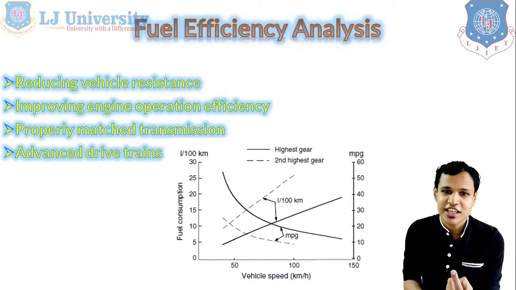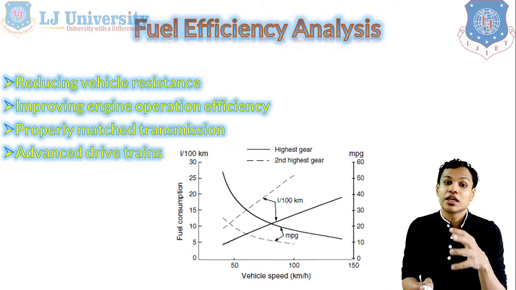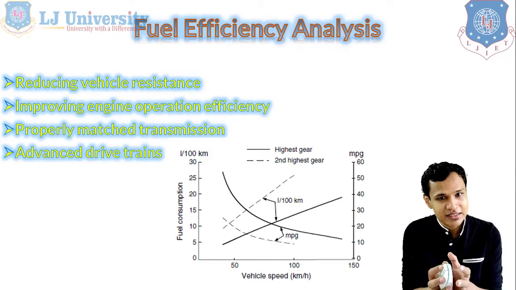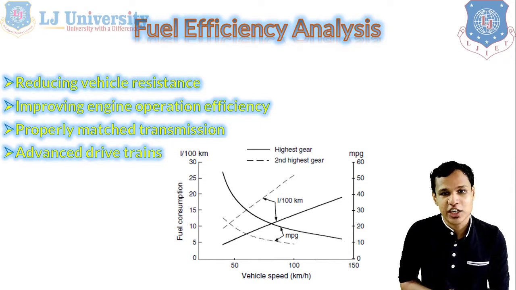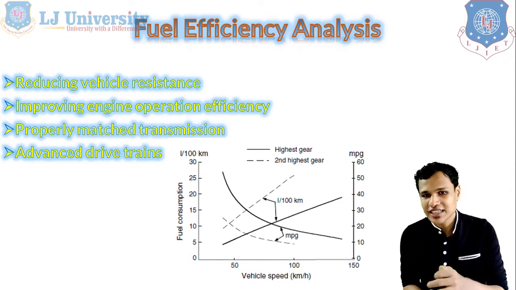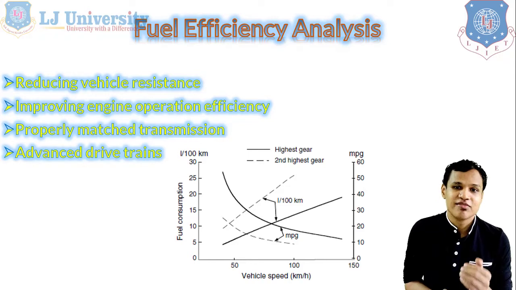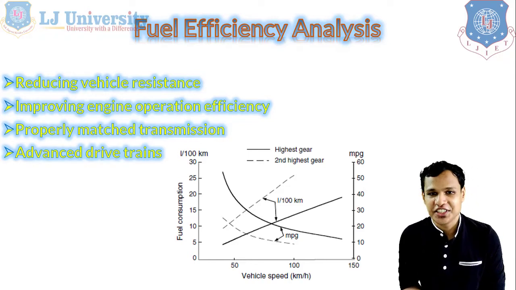Because only one gear ratio is used, as we saw, the gear matching, or we can say the speed selection, will be done electronically, so it will be more accurate than the manual approach. And we will use advanced drivetrains whenever required to get better fuel efficiency.